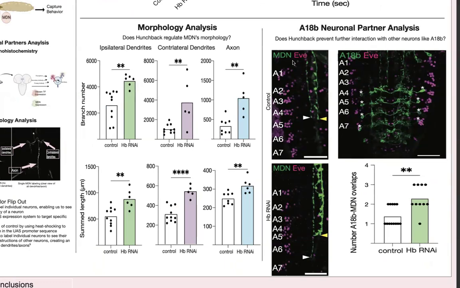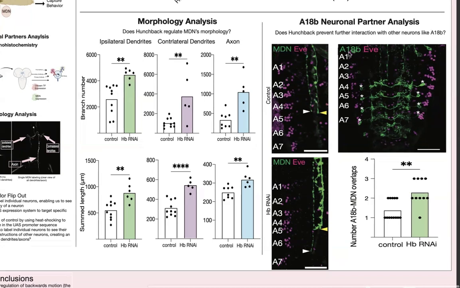Here we stained for MDN and A18B. As you can see, this is the control, and MDN only goes as far as A4. These are just using an Eve staining, which just stains for the specific abdominal sections of the ventral nerve cord, which again is analogous to our spinal cord. So it only goes around A4.